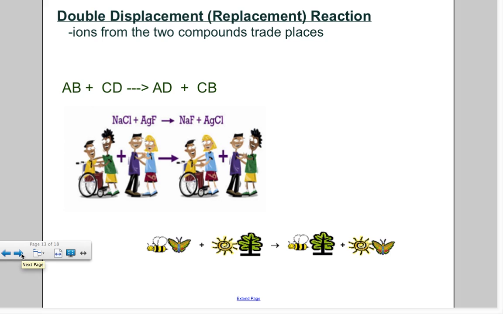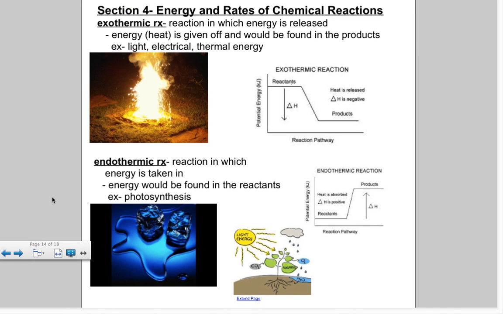So that's section 3. For the quiz, you'll also need to know section 4. And in section 4 here, we're going to talk about some things that we've already talked about, and then some new things also. So energy and the rate of chemical reactions is section 4. Okay, the first one is exothermic reaction, and we'll do a lab on this week. And this is where energy is released in the reaction. So the energy or the heat is given off and would be found in the products.